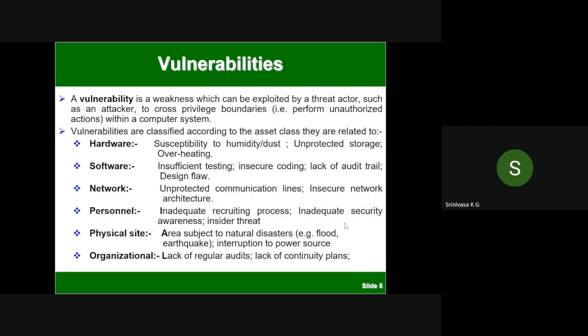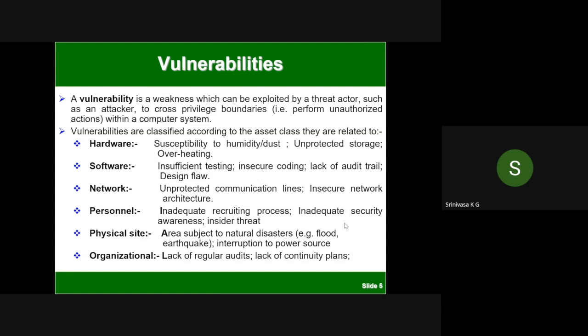Then what are vulnerabilities? You should know about this, and only then will you understand these jargons. A vulnerability is a weakness which can be exploited by a threat actor, such as an attacker, to cross privilege boundaries, that is, to perform unauthorized actions within a computer system.